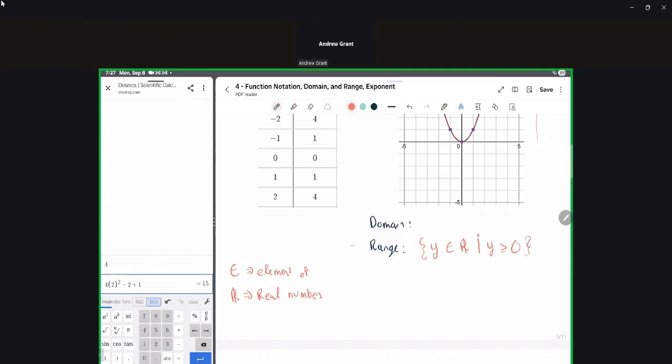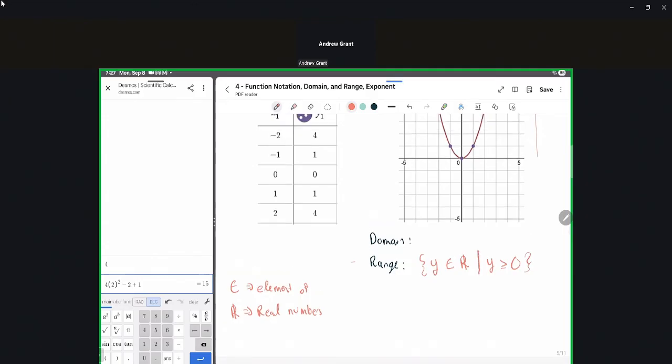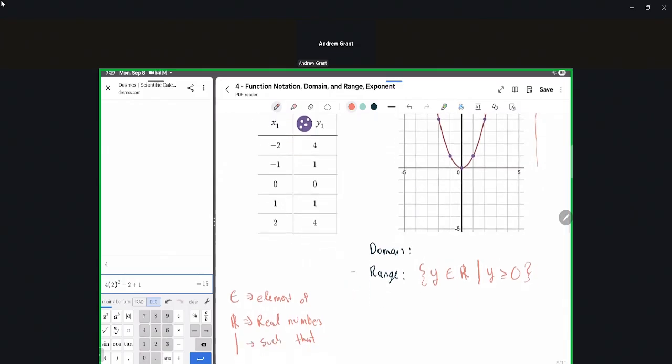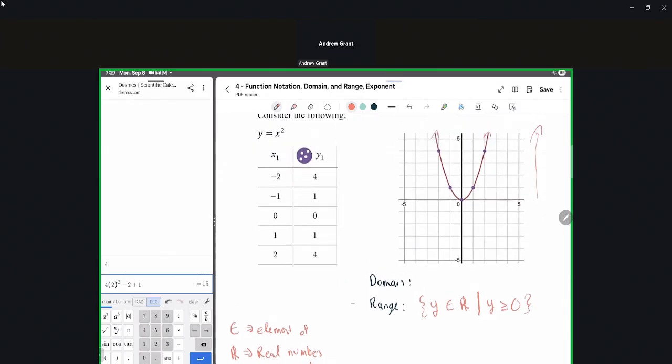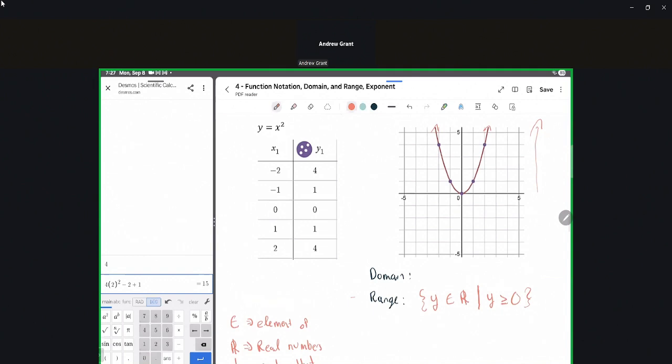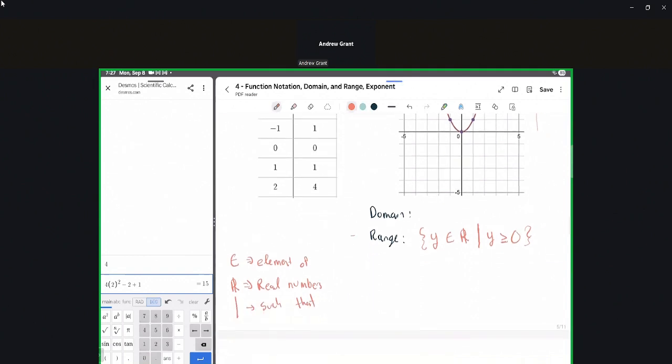Now we get a big vertical bar here. That big vertical bar means such that, and we're saying that our y values have to be greater than or equal to 0. Because you can see here, the lowest y value we have is 0 and up. So y can be anything you want, but y has to be at least as great as 0. So y greater than or equal to 0 means y must be greater than or equal to 0.